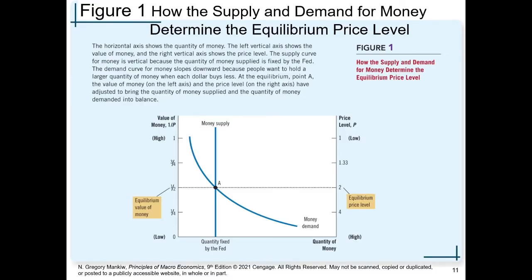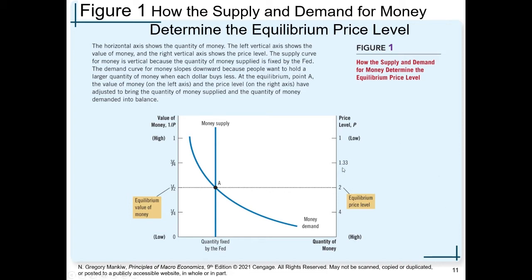So here's this graph. On the left side of the y-axis, we have the value of money, 1 over P, and it is increasing as a traditional y-axis. So as the value of money increases, we need less of it, so the quantity is going to be smaller. The value of money increases, lower quantity demanded. Value of money decreases, higher quantity demanded. Lower value, higher quantity.